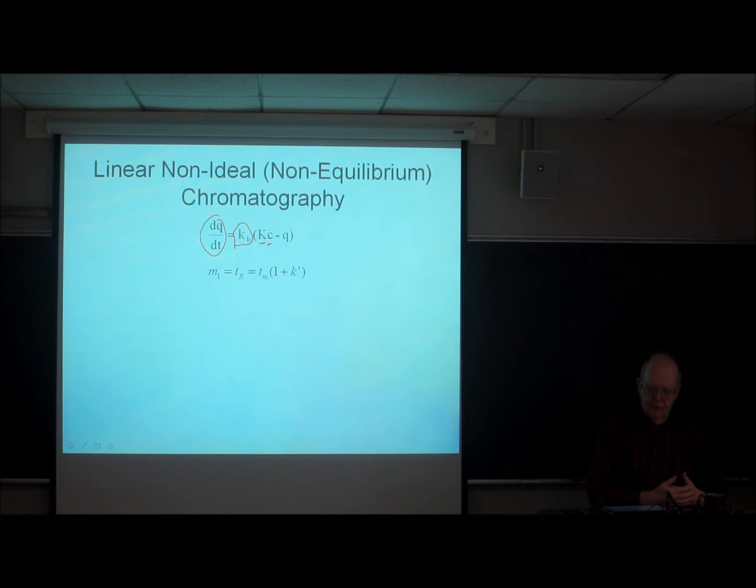Now, if you're at equilibrium, Q is equal to Kc, dq/dt is 0, you're in steady state when you're at equilibrium. That's the boring situation that we just went through. But we're going to assume now that Kc is not equal to Q. Now, Kc could be greater than Q or less than Q, depends on which part of the peak you're talking about. The front of the peak, Kc is greater than Q. The rear of the peak, Q is greater than Kc.